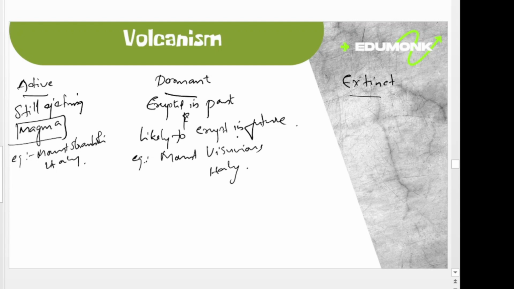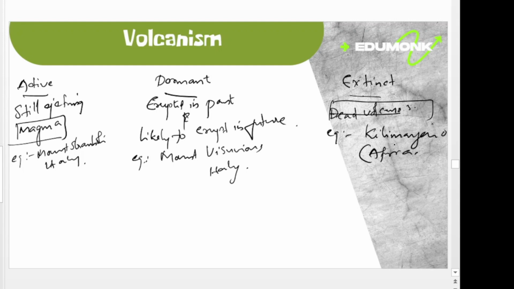Then extinct volcano means the volcanoes which were active in the past and are not likely to be active again. That means dead volcanoes. These extinct volcanoes were active in the past and are not likely to be active again. This is known as dead volcanoes. For example, we can say Mount Kilimanjaro. It is in Africa.